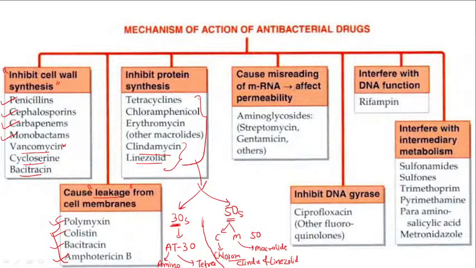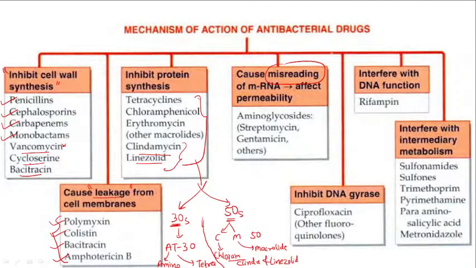ठीक है. Okay, next, these are the drugs which cause the misreading of mRNA. We all know there are three processes. One is replication, where one DNA is divided into two daughter DNA. The next is transcription, where the mRNA is formed from the DNA. And the third one is translation. Translation का मतलब क्या है? Translation means the proteins are formed from the mRNA.